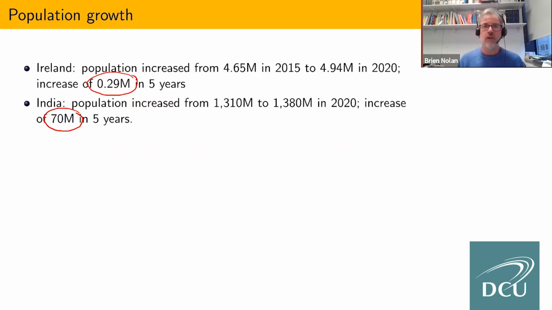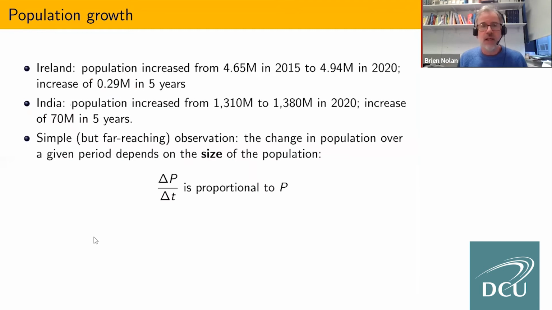Because let's look carefully at what that information tells us. Really what we're seeing there by comparing Ireland and India is this very simple but far-reaching observation, which is that the change in the population over this 5-year period, over this period of time, depends on the size of the population. So the reason that there were 70 million children born in India over this 5-year period is that there were 1.3 billion people there already. And so there was going to be more children born.